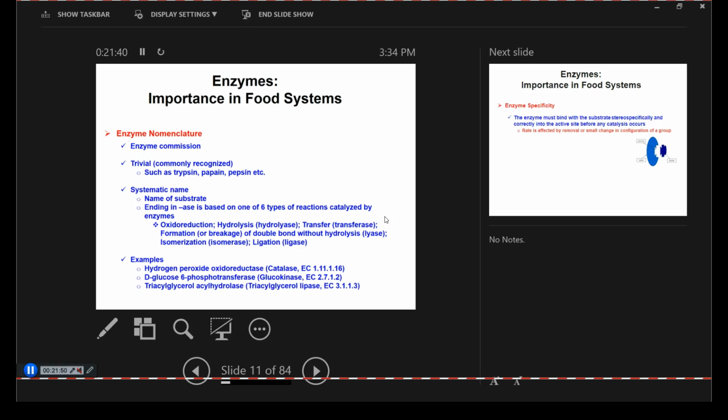So this is the example of when you have the substrate and the category of the enzyme and the trivial name. Same thing, glucose 6-phosphotransferase, that's your substrate, and transferase is in the name. And triacylglycerol acyl hydrolase is the enzyme that hydrolyzes triglycerides, and lipase is its trivial name.